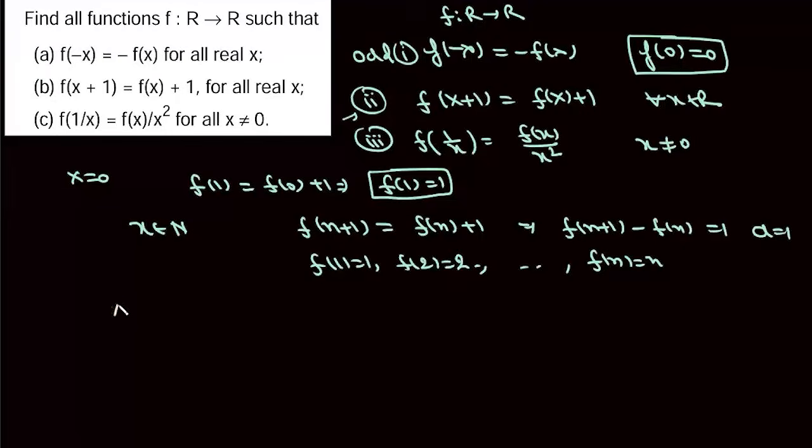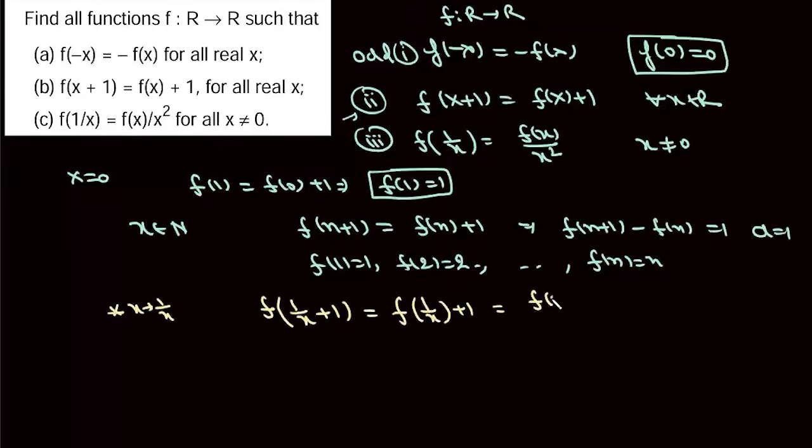So what we'll do is we'll take this equation B and we'll replace x with 1 by x. We can write f(1 by x plus 1) will be f(1 by x) plus 1, and from C, f(1 by x) is f(x) upon x square. So it will be f(x) upon x square plus 1, or simply f(x) plus x square upon x square.